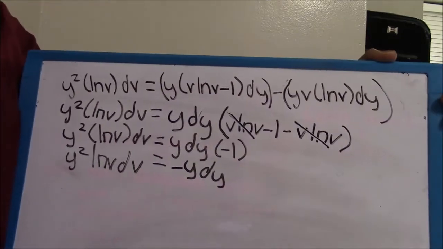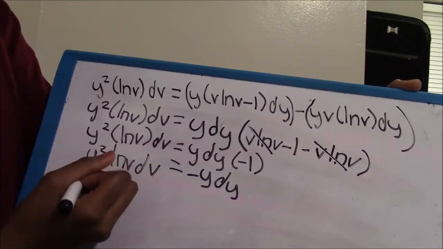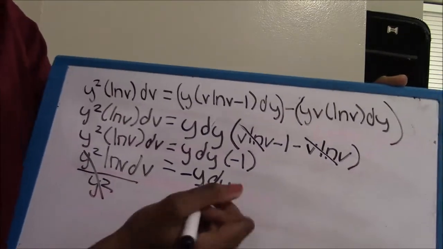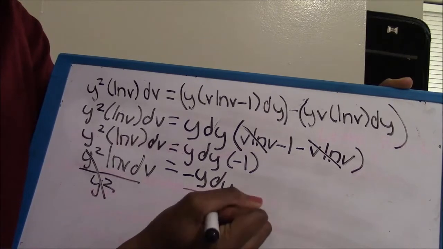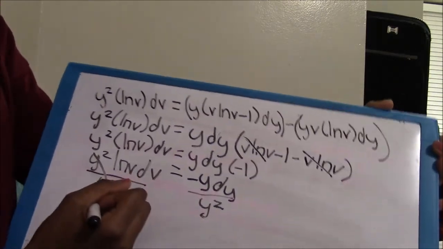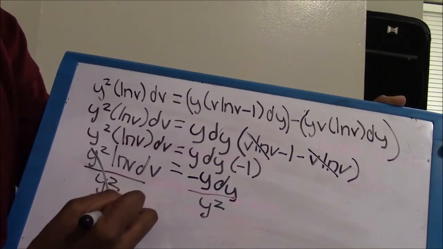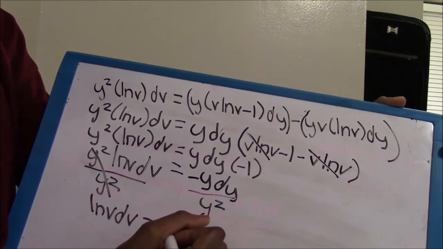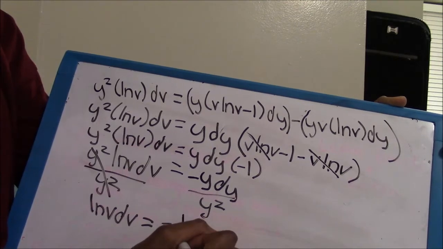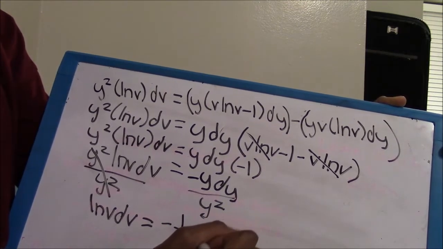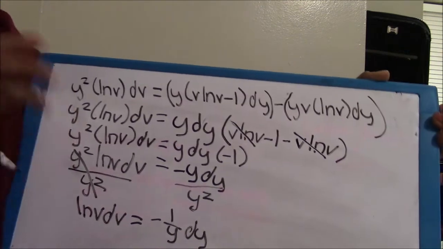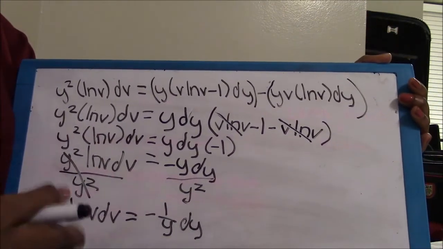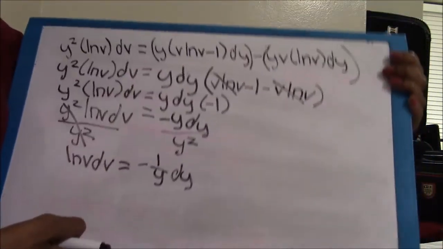So basically, at this point, we want our y's on one side, so we want to get rid of the y squared over here. So we divide both sides by y squared. We end up with ln of v dv equals -1 over y dy. Then we can integrate, now that we have all our y's and dy's on one side and our v's and dv's on the other side.